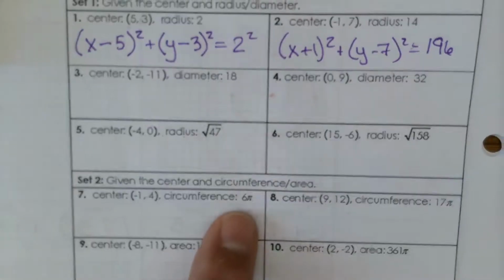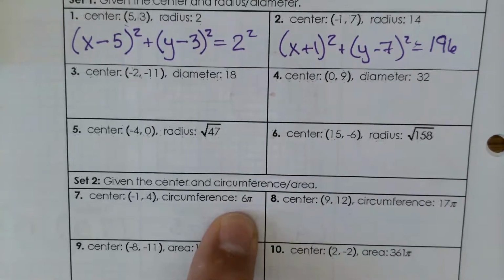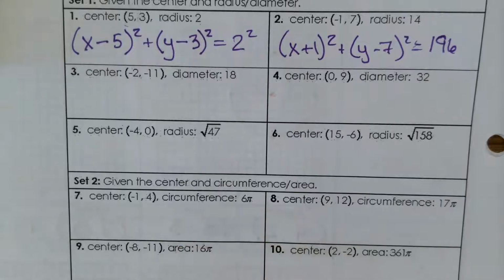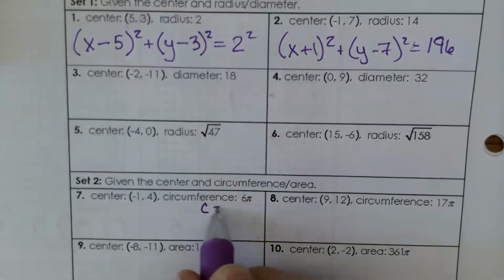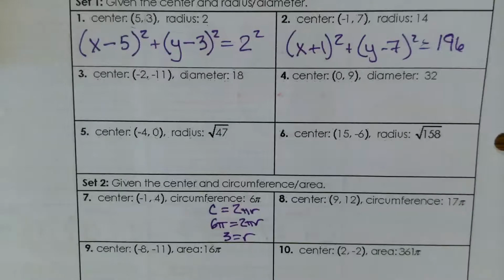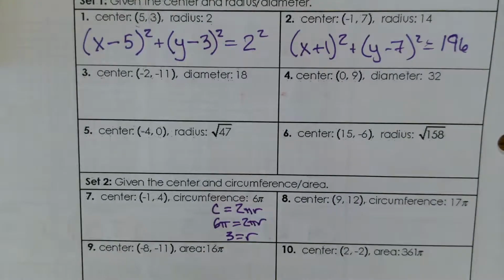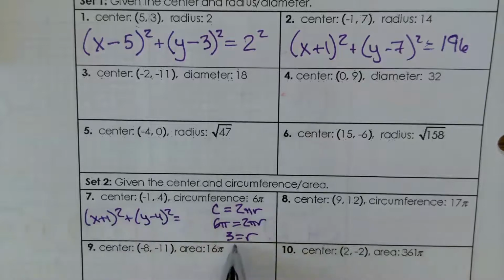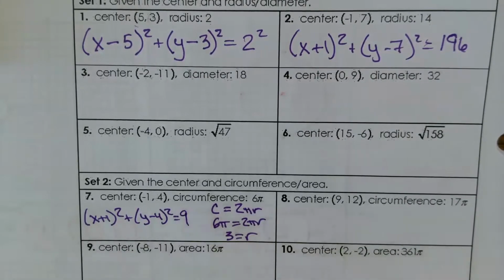Here, it's giving you the circumference. So you'd have to remember that if the circumference is 2 pi r, that 6 pi is then 2 pi r, so 3 is r. In other words, you'll have to solve for r before you can then plug it in to find the equation. X plus 1 squared plus y minus 4 squared equals, radius is 3, so that'd be 9.